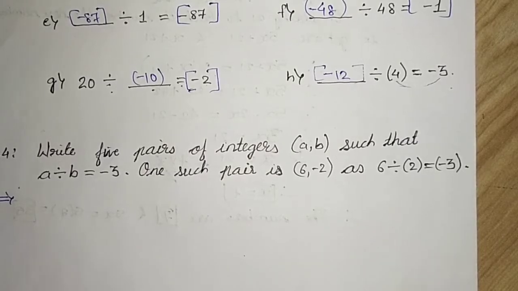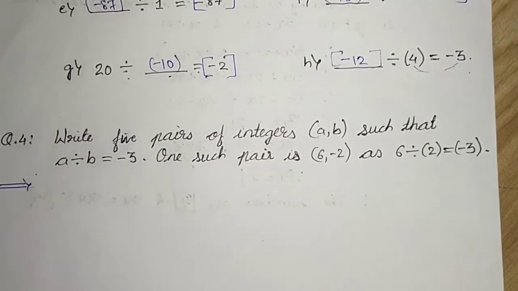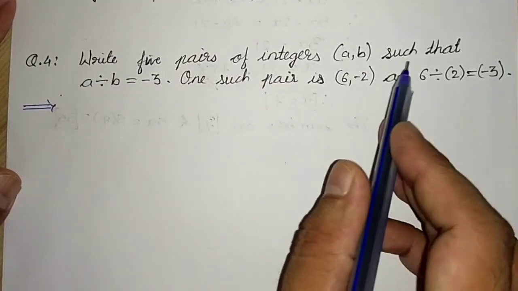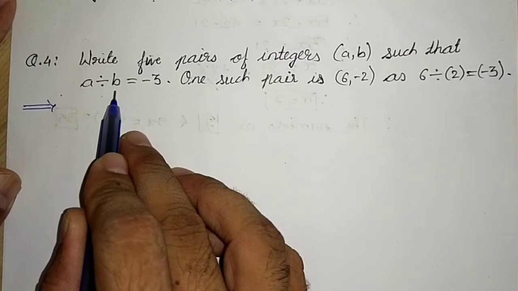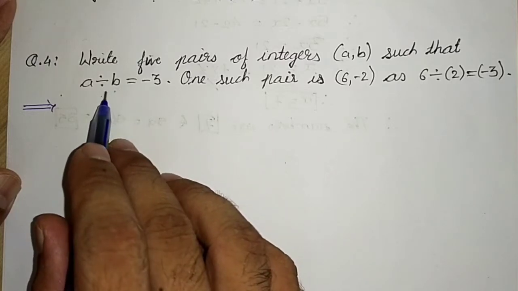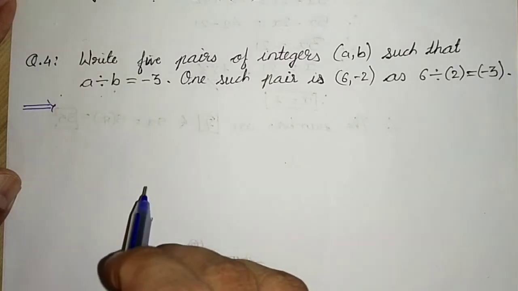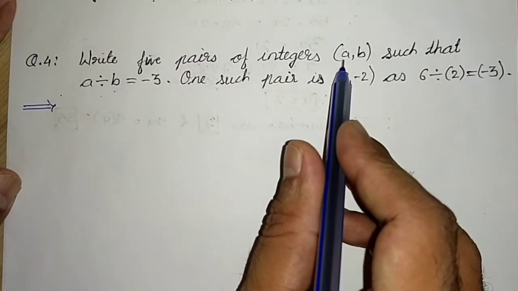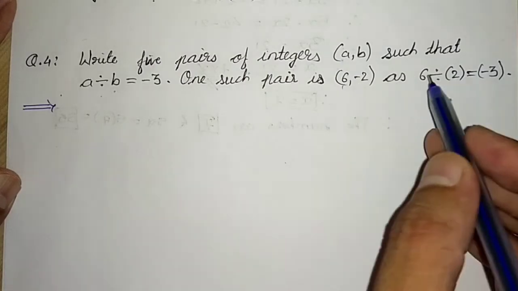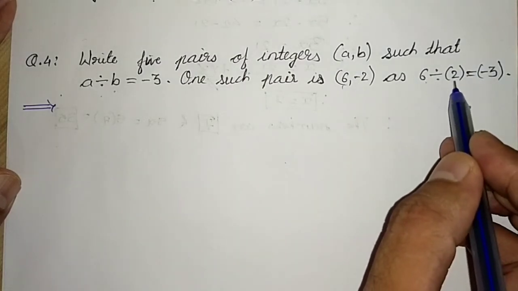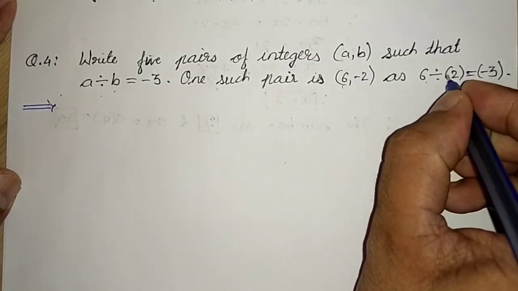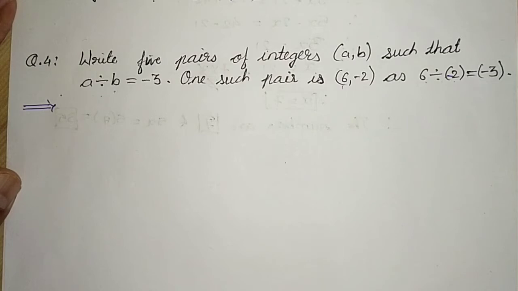Question number 4 says: write 5 pairs of integers a, b such that whenever we divide a by b, we get the answer as minus 3. They have given us one example, a as 6 and b as minus 2. 6 divided by minus 2 gives me minus 3. So we have to give 5 such pairs.